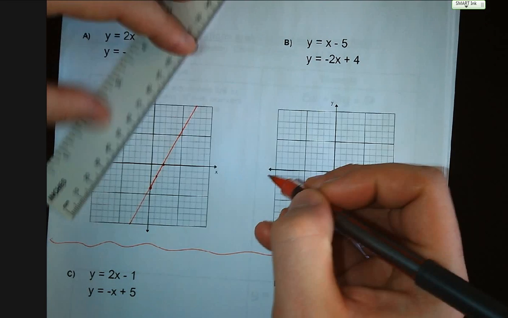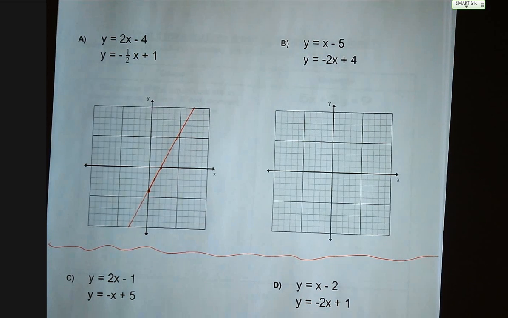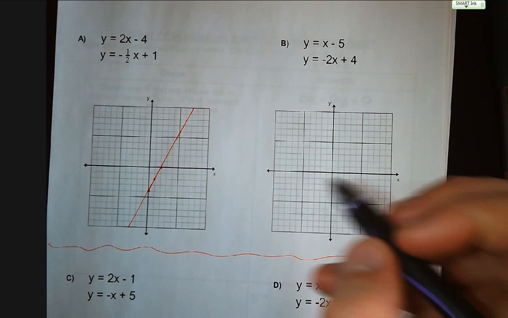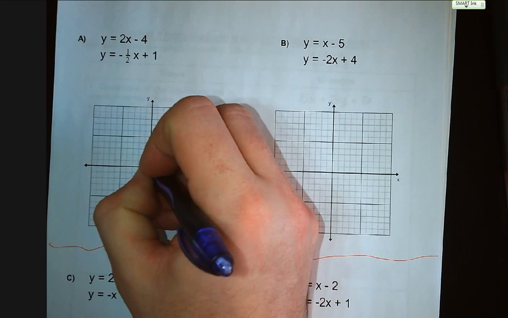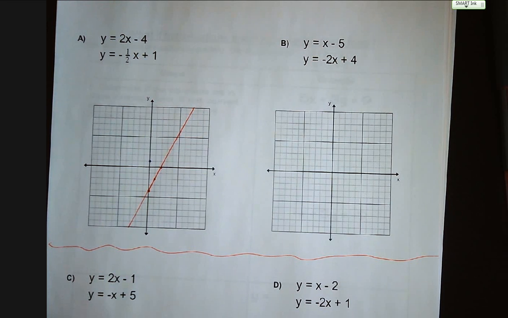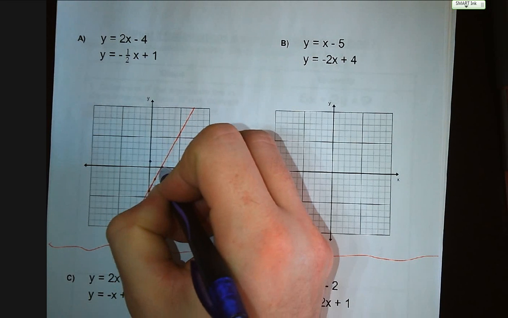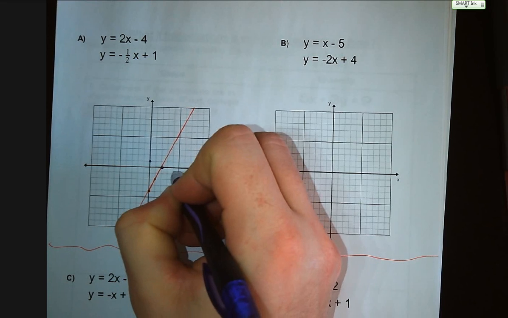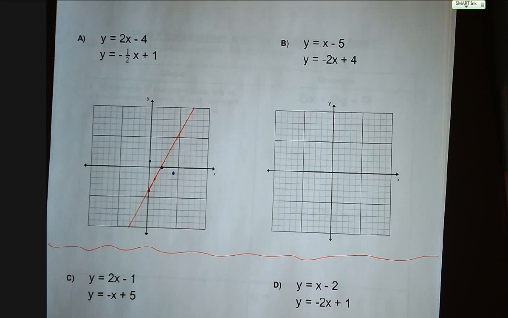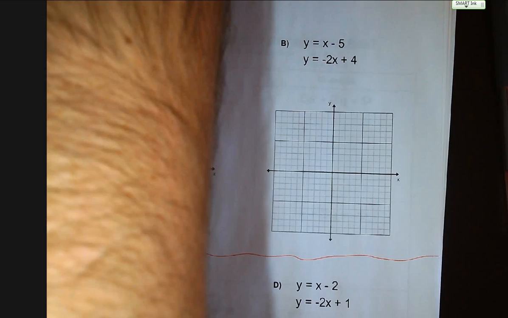Okay. Make sure your graphs are going all the way to the edge of your grid. All right, now the second equation, y equals -1/2x plus 1, so we have a point at +1, and we're going down 1 and to the right 2. Down 1 to the right 2. And now we can, again, draw our line in. If I could pick up the ruler.